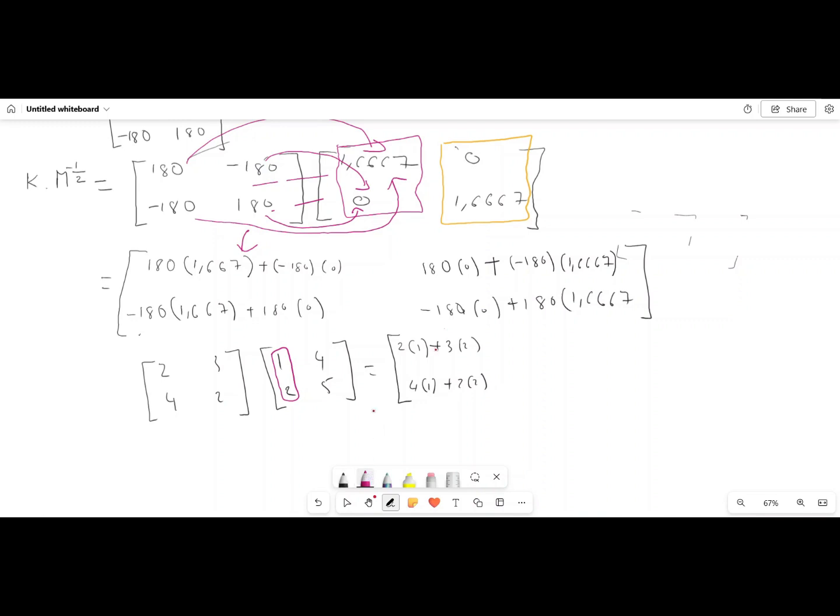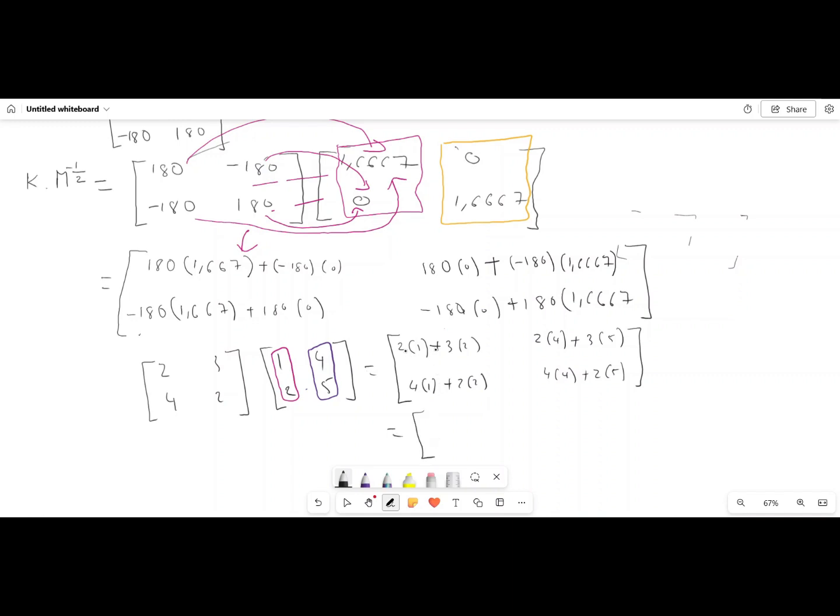Now, I want to fill the other row on this side. It means this guy should now be my priority of multiplication. How do I do it? I'll have 2 times this 4 plus 3 times 5. Now at the bottom I'll have 4 times 4 plus 2 times 5. Now once I have it here, I can write my final matrix.